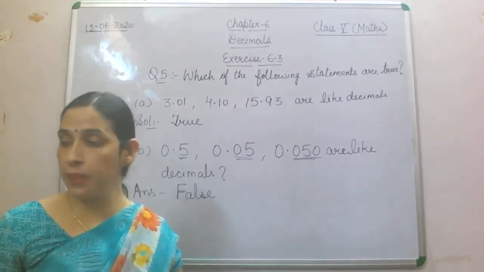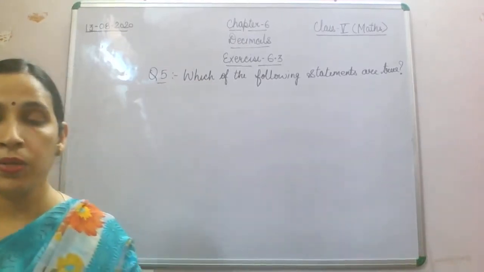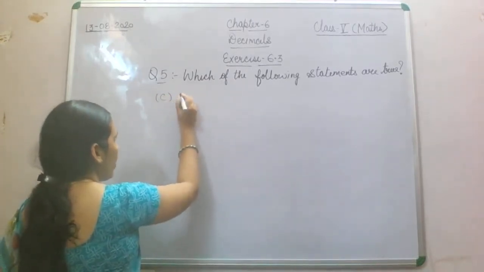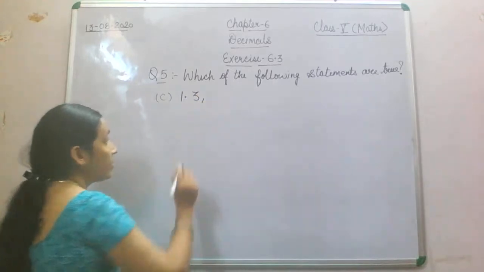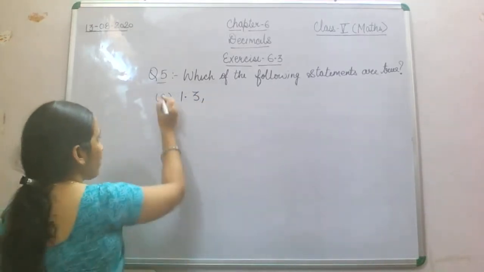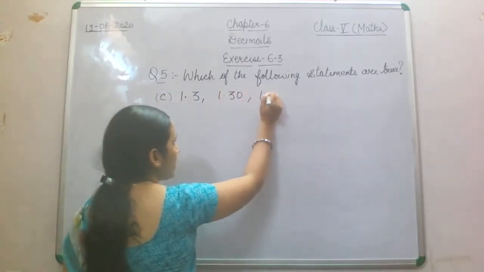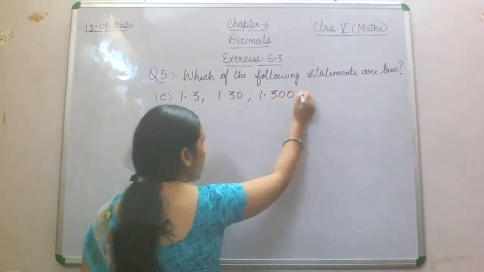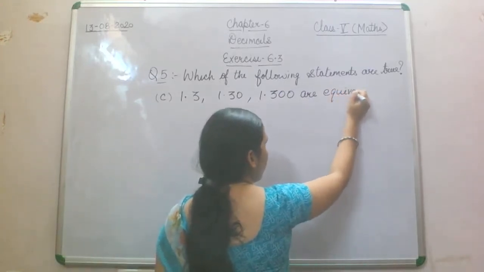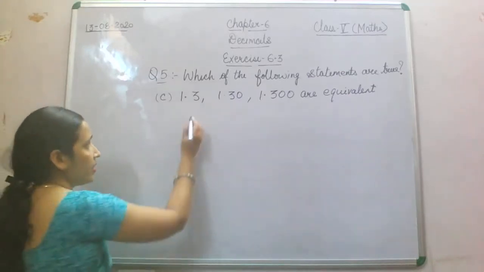Fine. Now next is C part of the same question. Let's see. So our C part is 1.3. Now again you have to tell me whether it is true or false. C part is 1.3, then the next number is 1.30 and the third number is 1.300 are equivalent decimals.